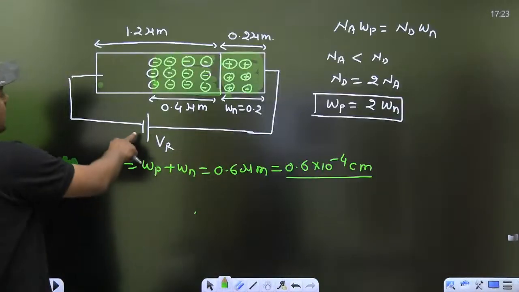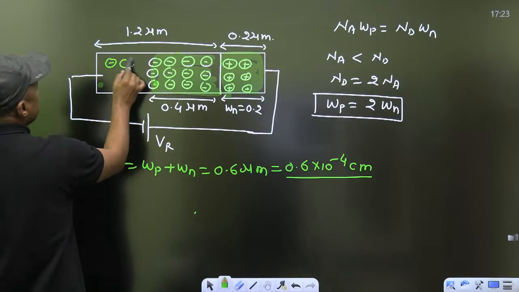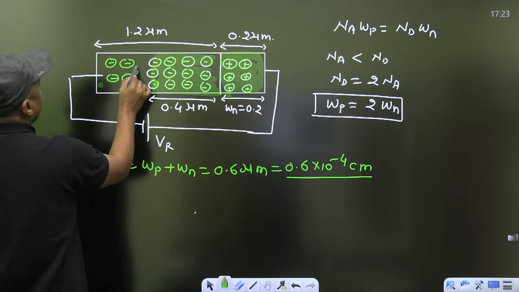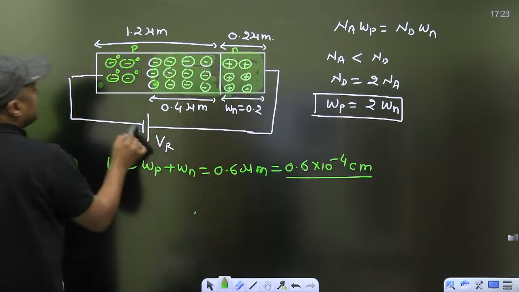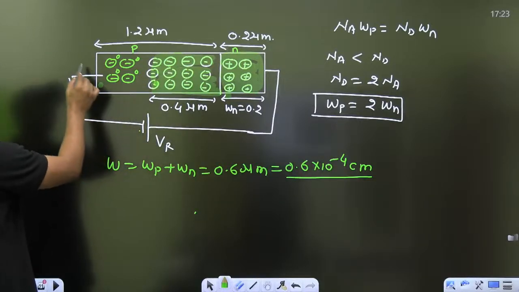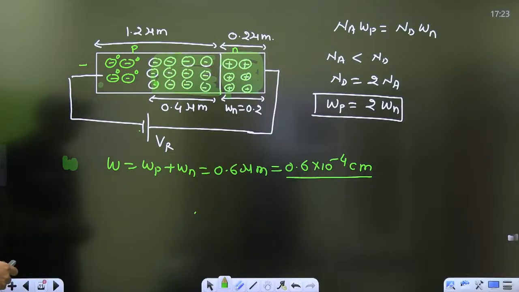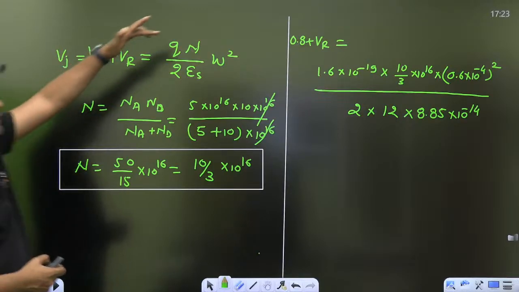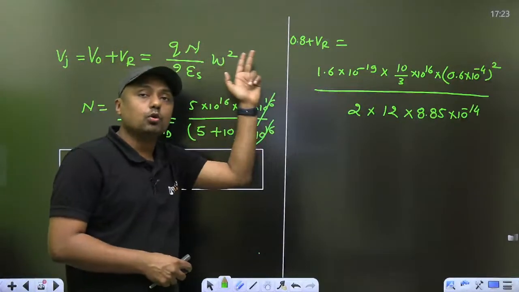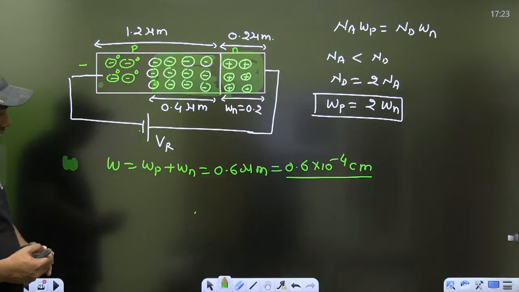Now, that is the case, guys. So this is the reverse bias. P side is connected to what? This is the P side, here we have the holes. This is the P side, this is the N side. P side is connected to negative, N side is connected to positive. That's why it is reverse bias. And because of that reverse bias, the depletion layer increases. Then that is your part, guys. Calculate it and find the value of VR, by how much voltage it is reverse biased. So this is the question.